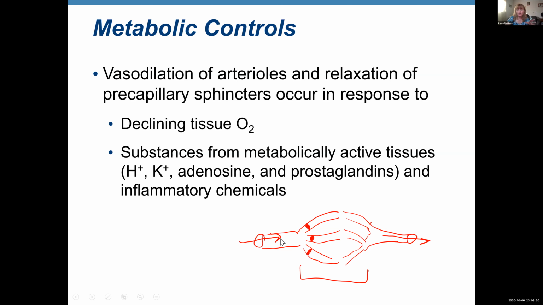So either vasodilation of arterioles or relaxation of the precapillary sphincters allows us to increase blood flow. It happens, for example, if your tissue has a declining oxygen level, or when your tissue is very active and produces a lot of metabolic waste. When I start using my muscle, I produce lactic acid, potassium, and carbon dioxide, lots of waste products. Those chemicals activate vasodilation in this area, so more blood flows to that particular organ or tissue.